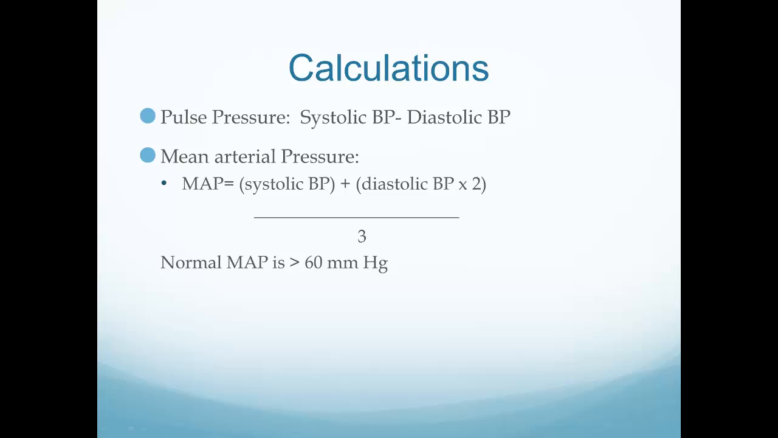Some important calculations that you'll have to keep in mind as you go through your nursing career would be these here. The pulse pressure is the first one. Pulse pressure is the systolic pressure minus the diastolic pressure. So if you were to take what would be a normal blood pressure of 120 over 80, the systolic would be the 120 minus the diastolic of 80. That means our pulse pressure is 40.